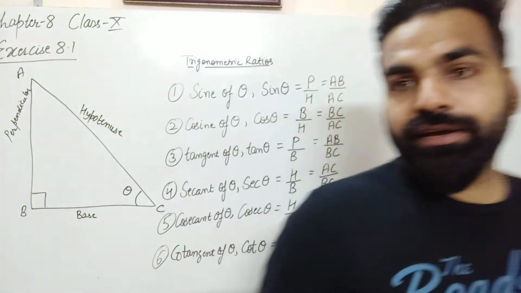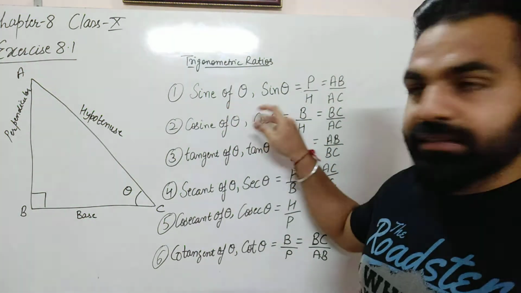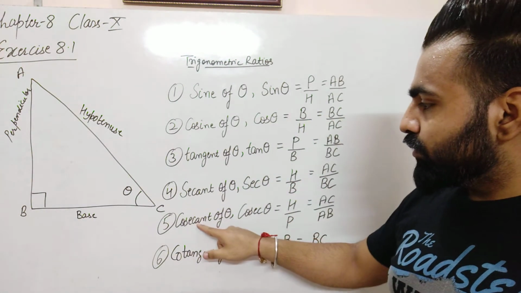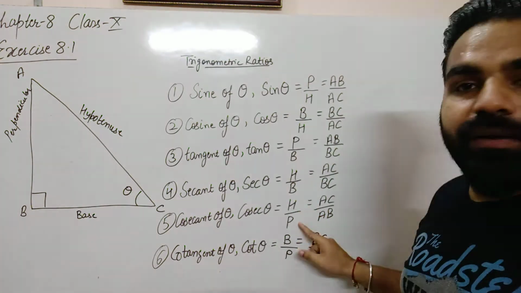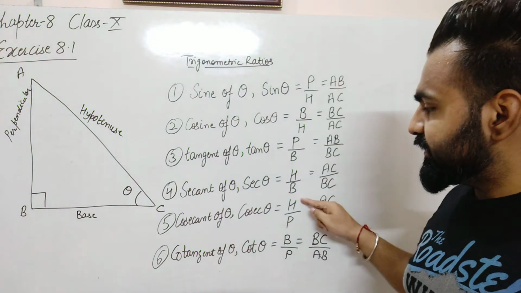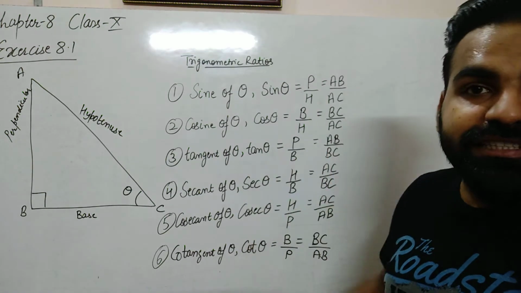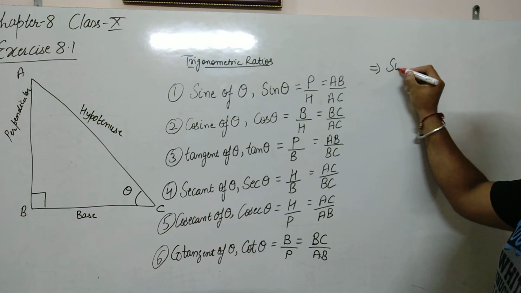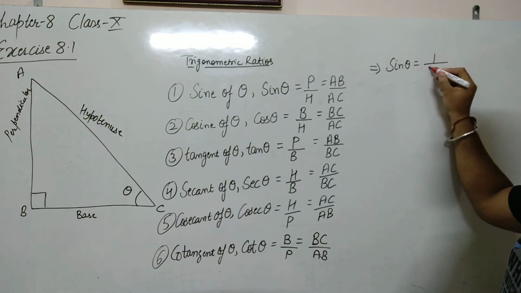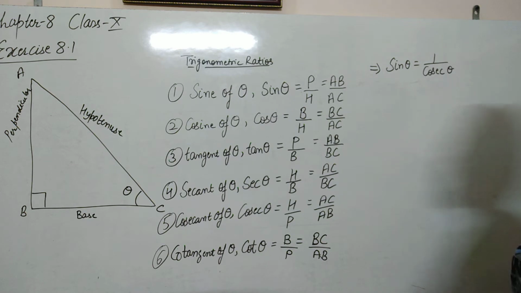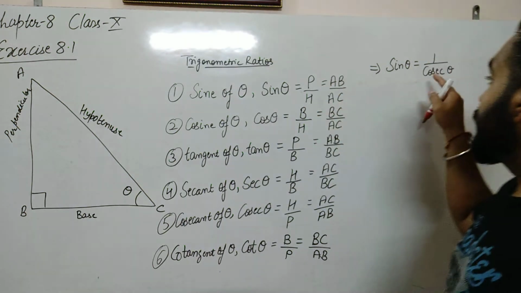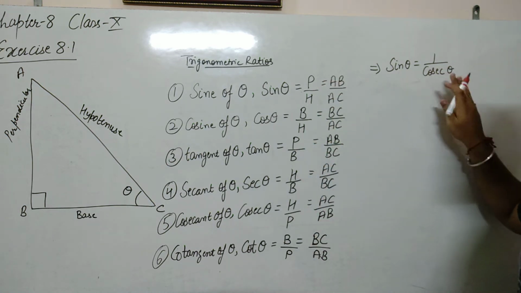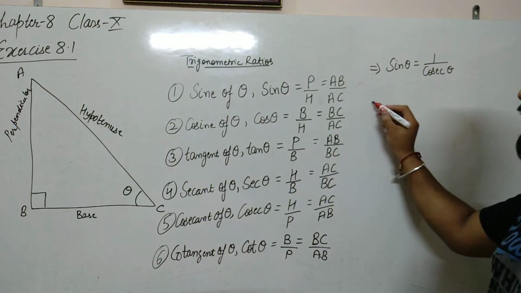Now we can see here that sin theta is P by H, and cosecant theta is H by P. This is P by H, this is H by P. That means these are reciprocal of each other. So we can write here that sin theta is 1 upon cosecant theta. Because sin theta is P by H, cosecant theta is H by P. These are reciprocal of each other. So we can write sin theta is equal to 1 by cosecant theta.